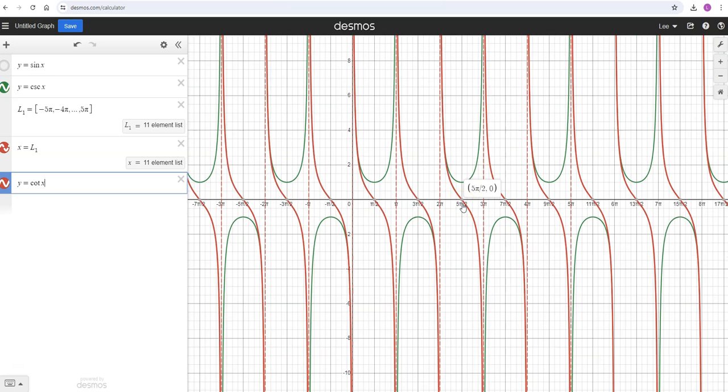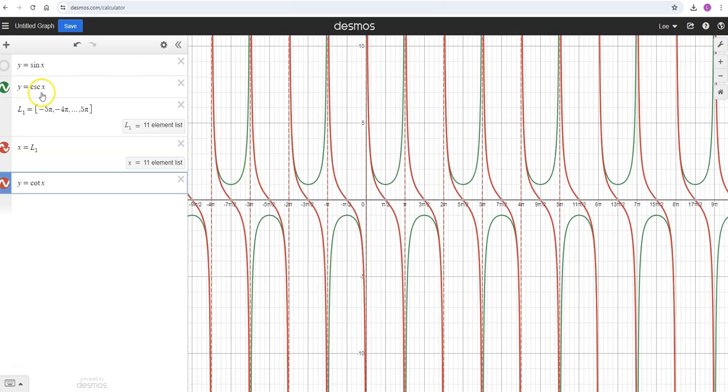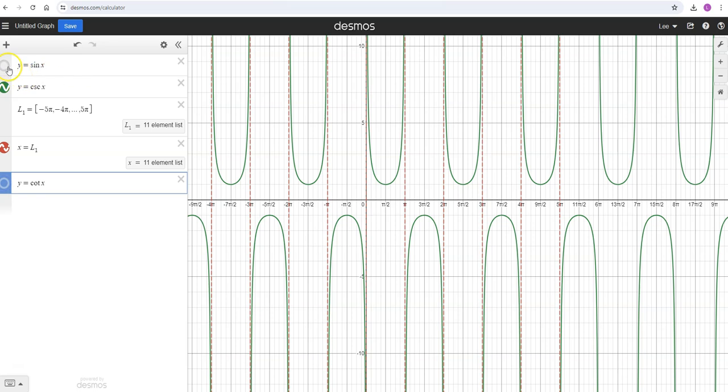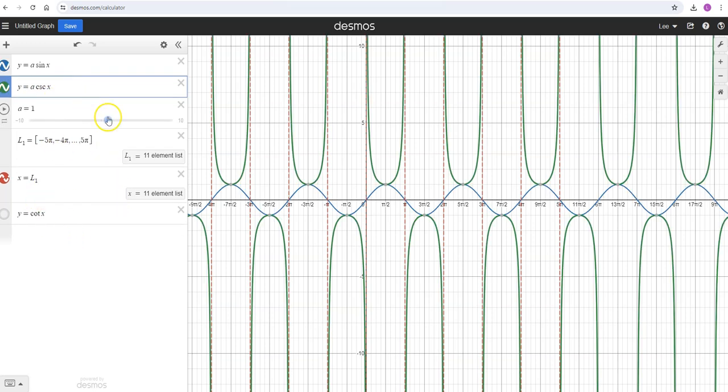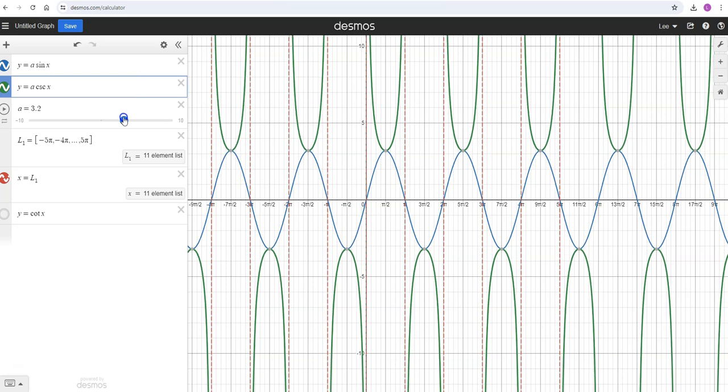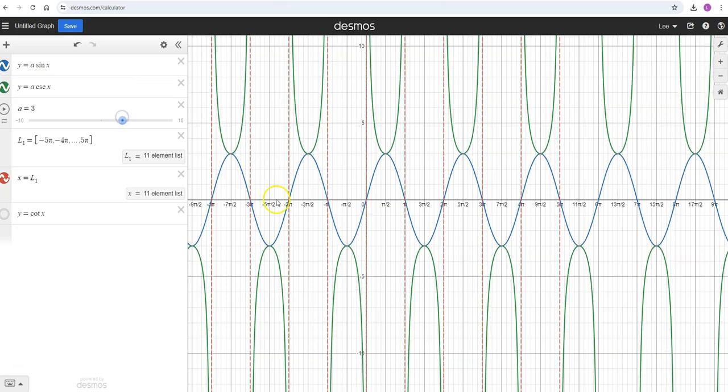Real quick, before we leave this graph, notice for this cosecant and this sine, their peaks and valleys are kind of matching up. So if I put in, say, an amplitude, like we'll maybe just make that A, add a slider. If that A goes to maybe like 3, notice that extends our sine curve, so we already know about amplitude and how that happens, but it also extends that attached cosecant curve.